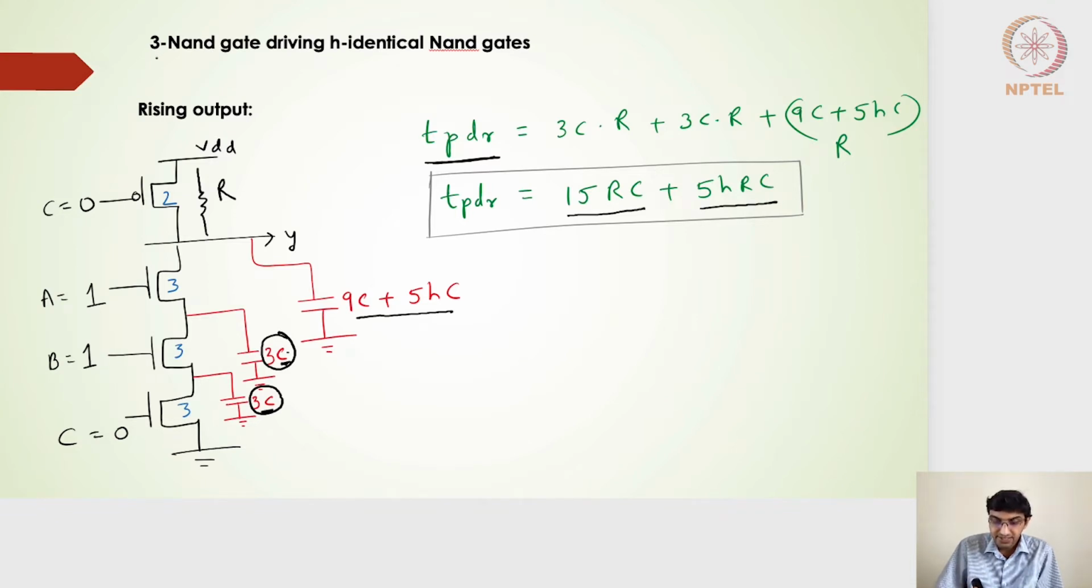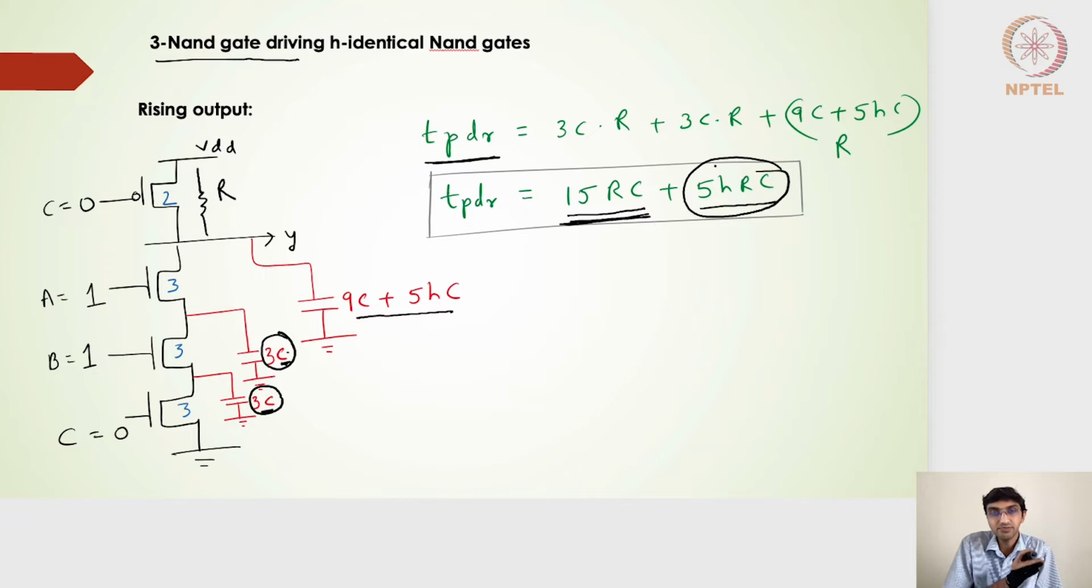When we considered the rising delay for a 3-input NAND gate without the H-identical NAND gates, without cascading to the next stage, we got 15 RC as the rising delay. Right here, because of the 5HC parameter, we are getting 5HC into R for the rising delay. That's an additional delay coming from the next stage capacitance, so that is going to add to the delay. All right, hope this is clear.